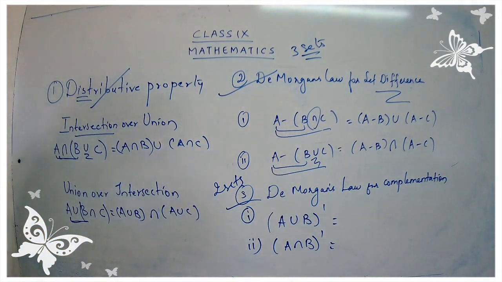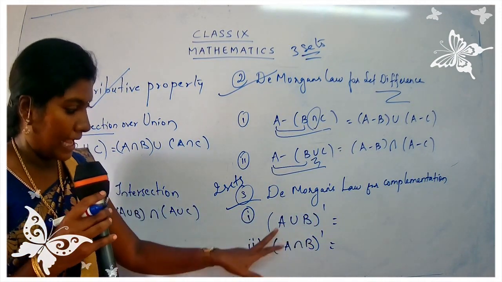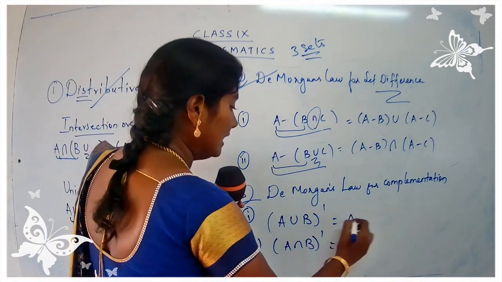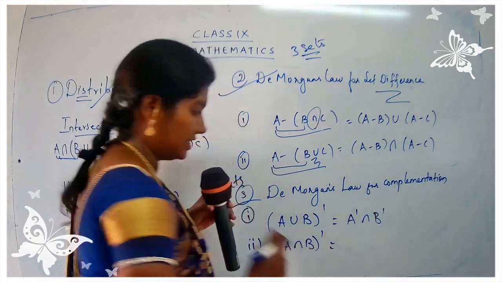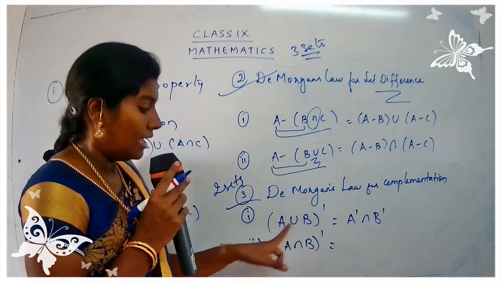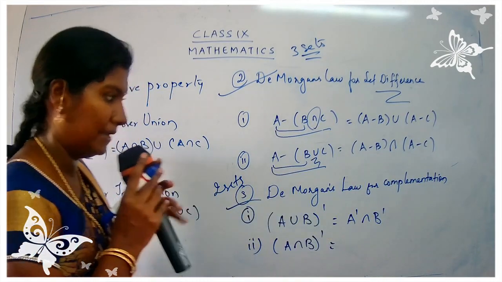You have to just give the complement to both the sets. Like A union B the whole dash. So it will be A dash intersection B dash. So what do you get here? A union B the whole dash becomes A dash, the union turns to intersection, B dash.